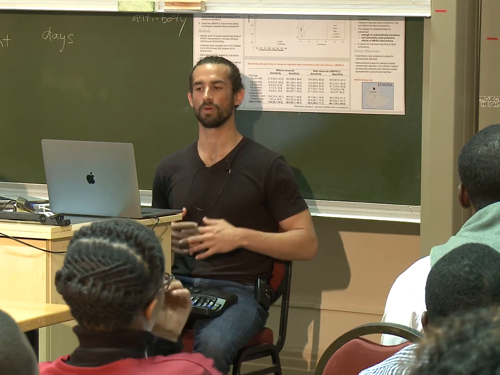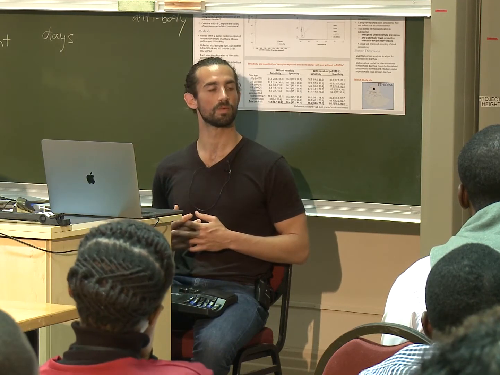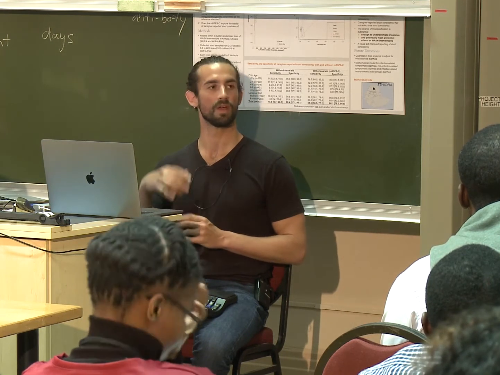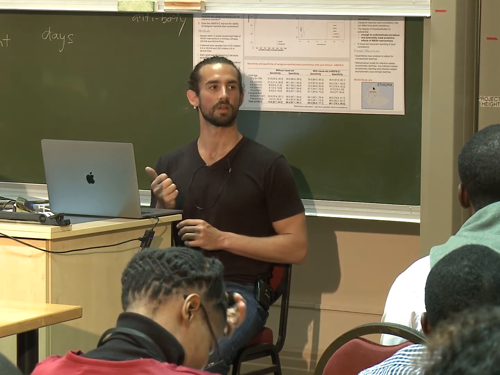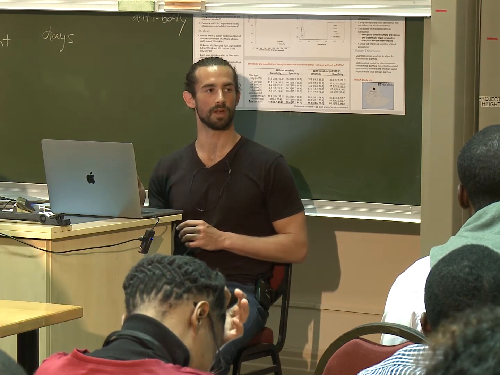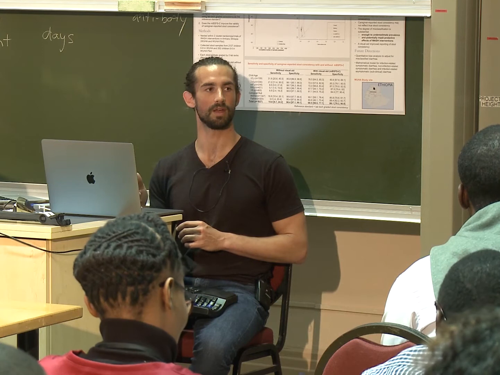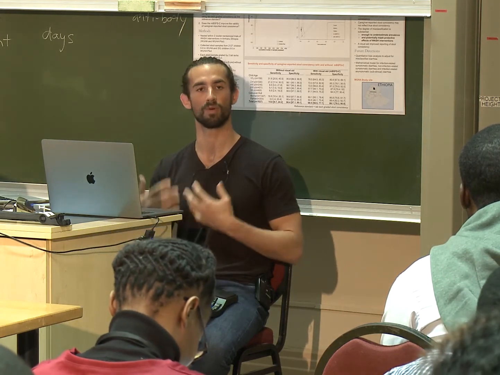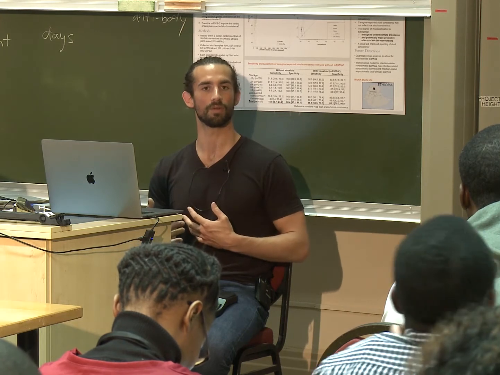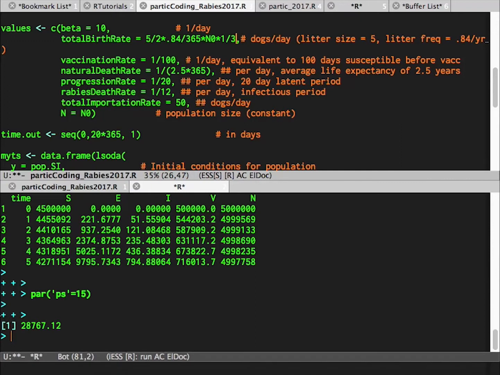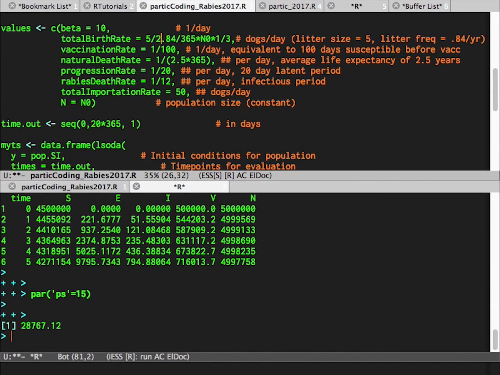So maybe the better way to think about it is 5 dogs every 1 over 0.84 years. So the rate at which dogs are being born per female dog is 5 times 0.84. And then the rate per all dogs is 5 times 0.84 divided by 2. Yeah. So let's write it that way.